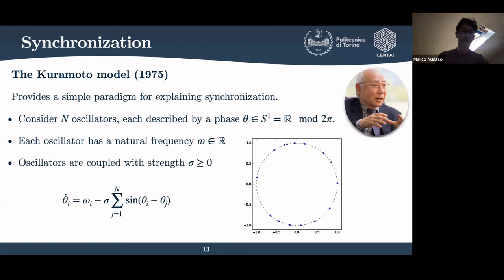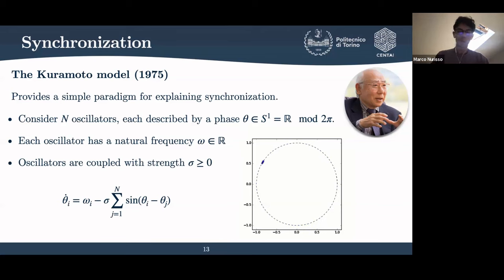Then these oscillators are coupled with a given strength, which is a real positive number. The coupling is given by a particular coupling function, which is the sine of the difference of phases of the oscillators. If you build this model and simulate it, you get what you expect: a synchronization dynamics, where you start with phases all scattered around the circle, moving at different speeds. But after just a while, they start converging, collapsing, and synchronizing, moving at the same speed with the same phase.